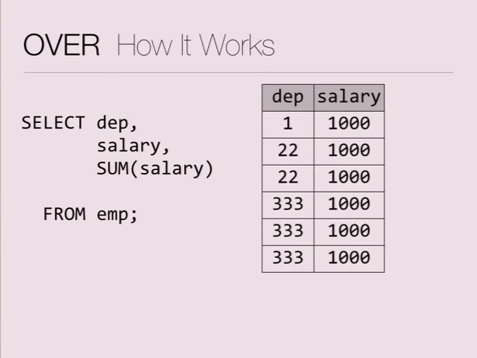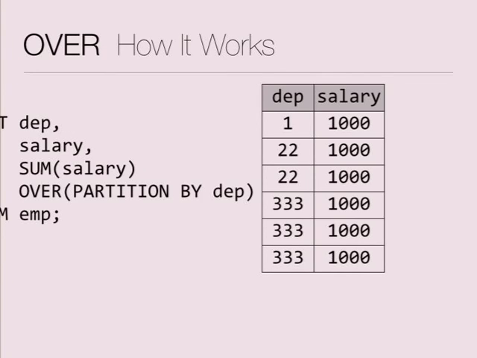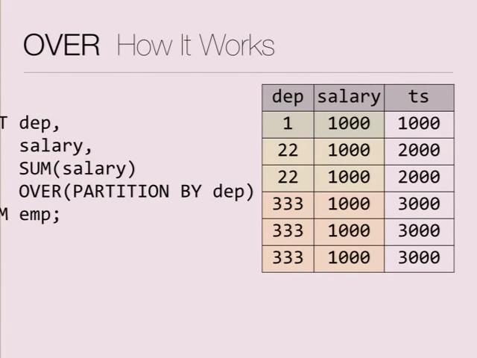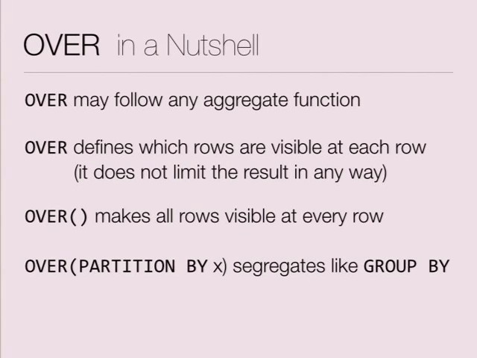So the next step is to put in that partition by, which is quite simple. It just segregates the result set like group by does. So the result you're getting now is that in the first group, you only build the sum over the first group, in the second group over the next two rows, and so on. So over, in this simple form, you can just use it with all the aggregate functions we already know. With the over clause itself, you define the rows which should be put into the aggregate function. Over empty clause is like group by empty clause, and over partition by is like group by.